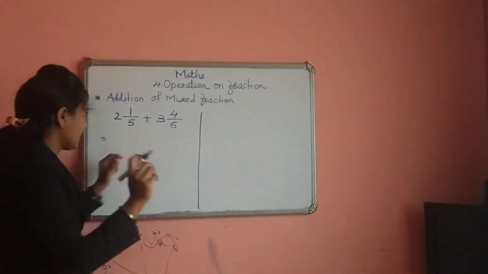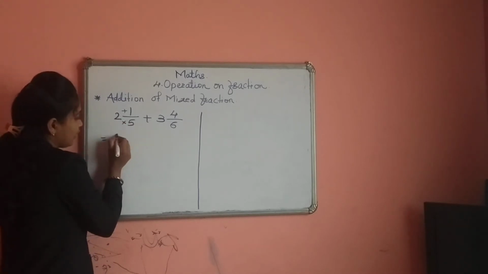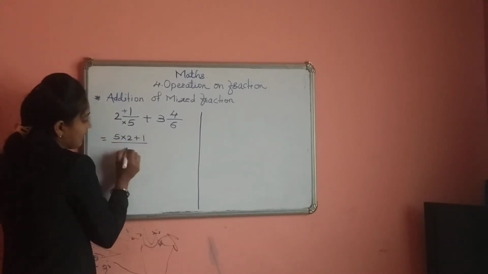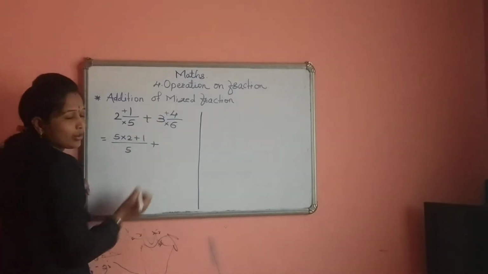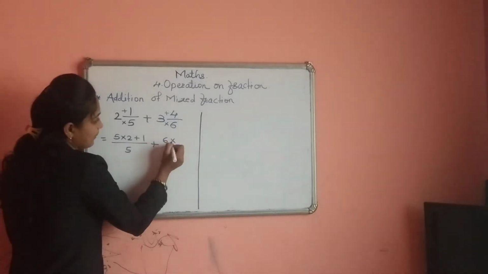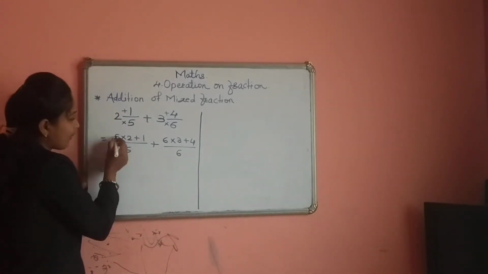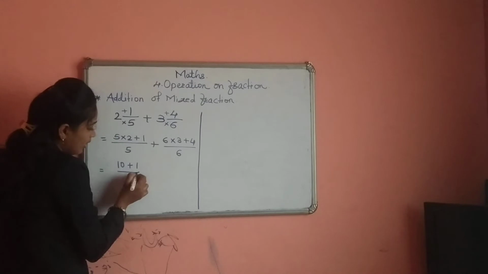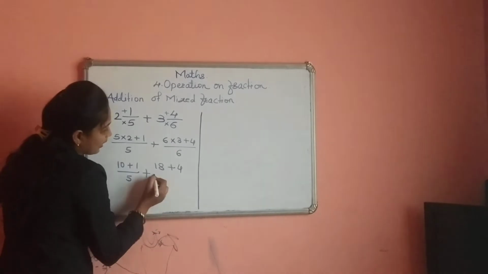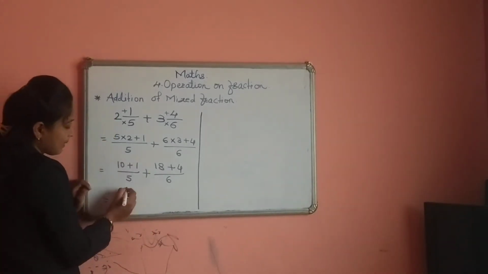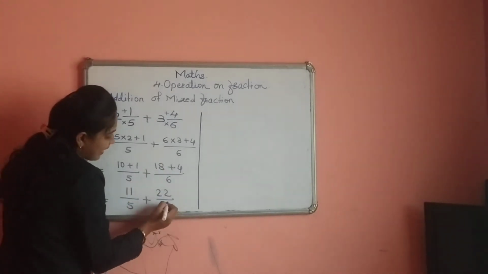First of all, we have to convert the mixed fraction into improper fraction. Same way, in this two number multiplication, in this two number addition, 5 multiplied by 2 plus 1 divided by 5, and middle sign positive, give that sign. In this two number multiplication, in this two number addition, 6 multiplied by 3 plus 4 divided by 6. Okay, now do the multiplication. 5 2s are 10 plus 1 divided by 5 plus 6 3s are 18 plus 4 divided by 6. Do the addition. 10 plus 1 is 11 divided by 5 plus 18 plus 4 is 22 divided by 6.